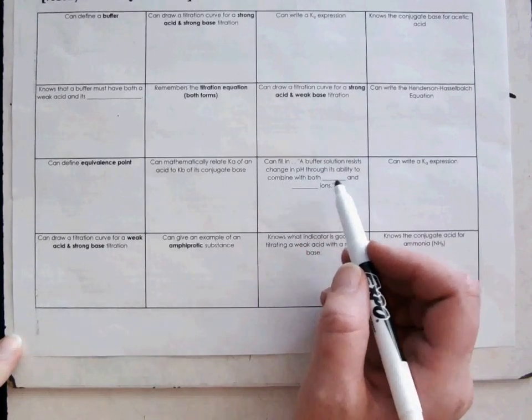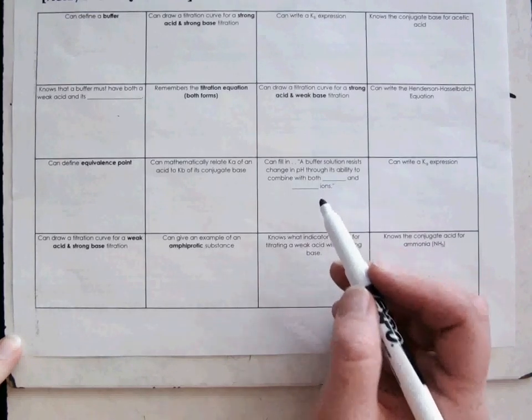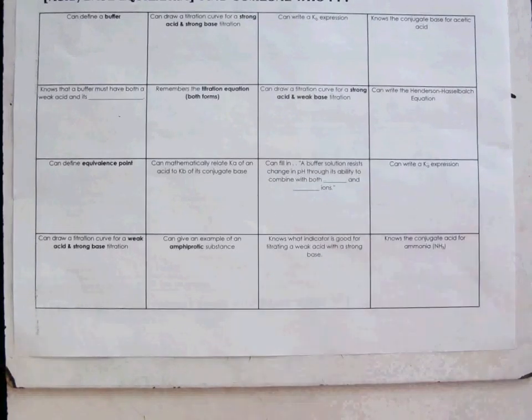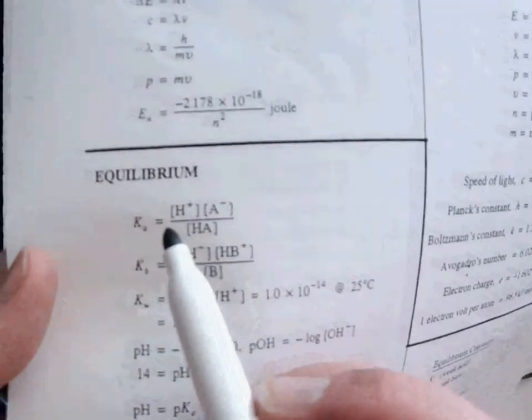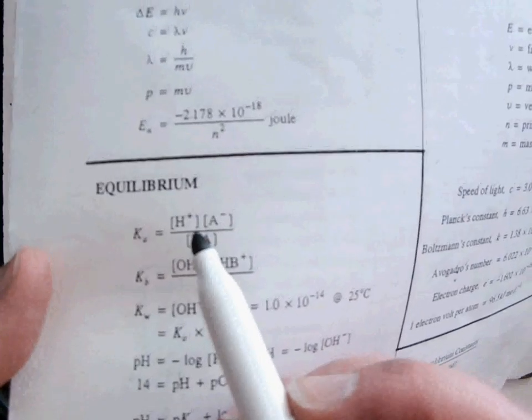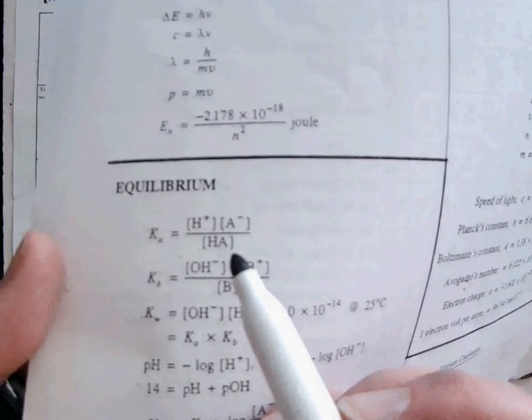Okay, we're right here. A buffer solution resists change in pH through its ability to combine with both hydrogen and hydroxide ions. Okay, a Ka expression is, of course, this: hydrogen ion molarity times conjugate base molarity over the weak acid molarity.